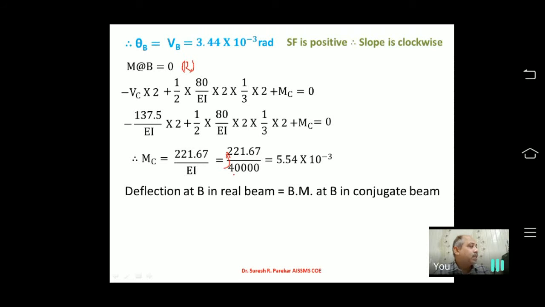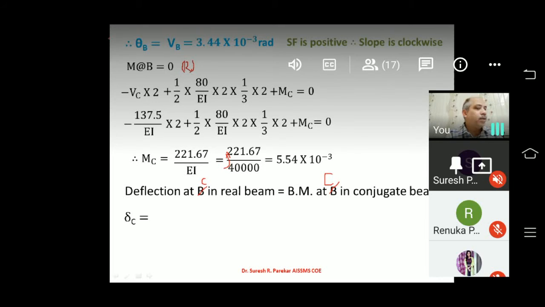Now deflection, we know what is deflection. So for deflection, we have bending moment, and for this one, we are going to get this value of bending moment that is not at B, so we have that is at C. And then we are going to get deflection at C, that is equal to bending moment at C in the conjugate beam. And now if I put bending moment at C as 5.54 × 10^-3, which we have already calculated above, and knowing this value, we are going to get it as delta C, and that delta C value we are going to get as 5.44 millimeters.